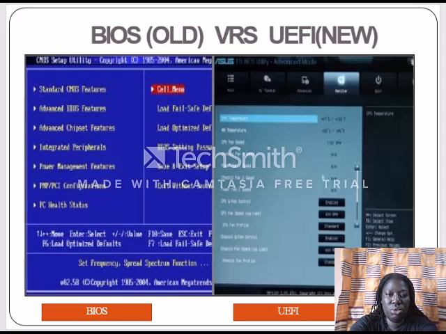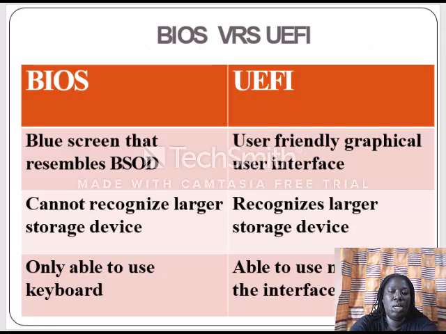So now we are going to compare the UEFI versus the old BIOS and the new BIOS. Now we are going to compare the BIOS versus the UEFI. The BIOS has a blue screen that resembles the BSOD, and the UEFI is graphically user-friendly. It has a nice interface when you use it.